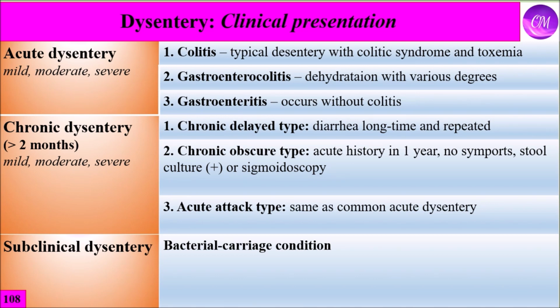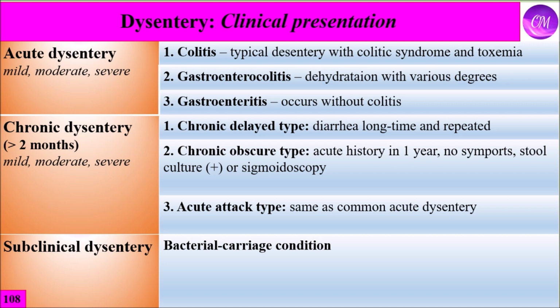The clinical presentation of dysentery. There are 3 types: acute dysentery, chronic dysentery, and subclinical dysentery. Acute dysentery also has 3 subtypes: the typical dysentery with the development of colitis, with colitic syndrome and toxemia; then gastroenterocolitis, with dehydration of various degrees; and gastroenteritis, which occurs without colitis.